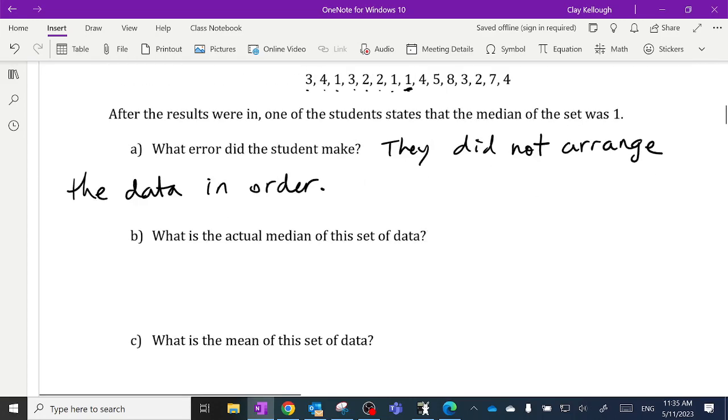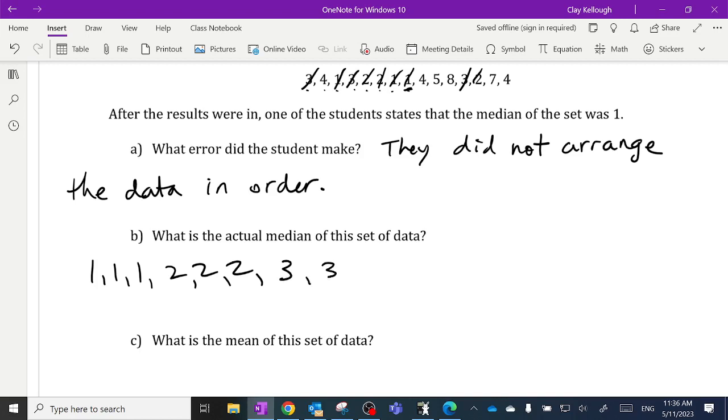So the actual median, my bad, would be, okay, how many 1s do we have? 1, 2, 3 1s. So 1, 1, 1. How many 2s do we have? 3 2s. 2, 2, 2. How many 3s do we have? 1, 2, 3. Oh, we got 3 3s. How many 4s do we have? I'm sensing a pattern. 3 4s. Oops, so much for my pattern. I only got 1 5. I only got 1 7. And I only got 1 8.